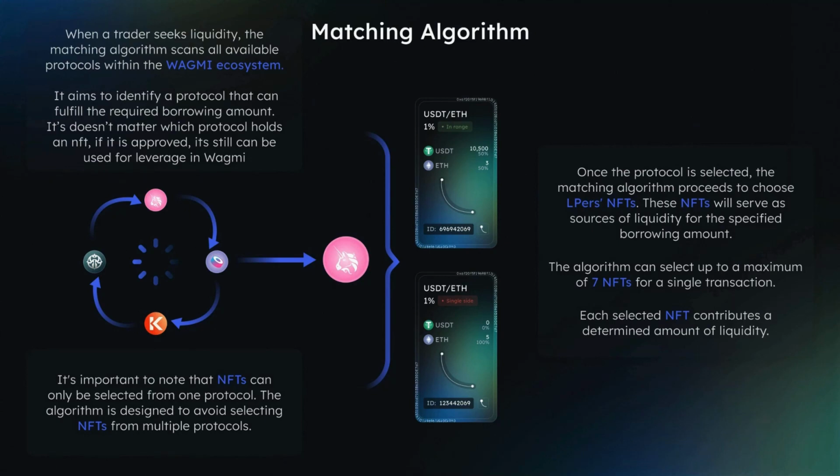Once a suitable protocol is selected, the matching algorithm proceeds to choose Liquidity Providers NFTs. These NFTs will serve as sources of liquidity for the specified borrowing amount. The algorithm is capable of selecting up to a maximum of 7 NFTs for a single transaction. Each selected NFT contributes a predetermined amount of liquidity, effectively fulfilling the trader's requirements and supporting the overall stability of the market.